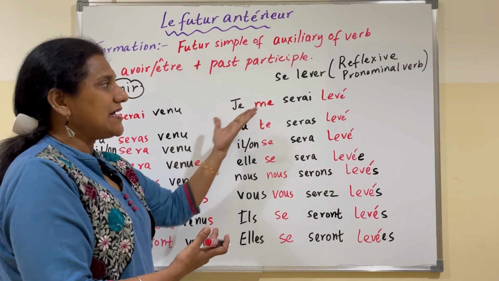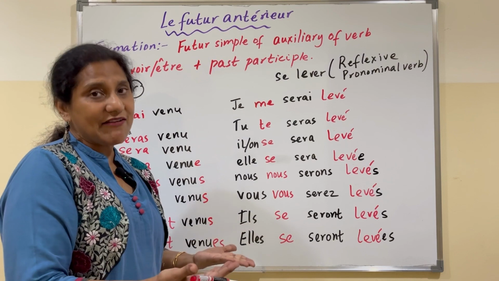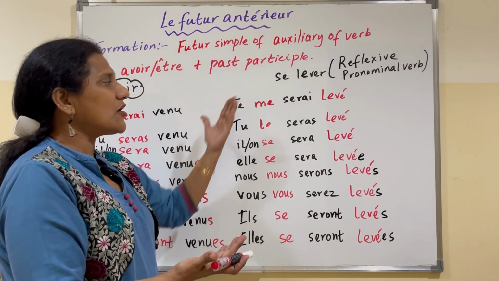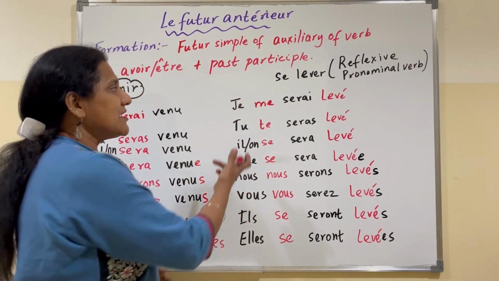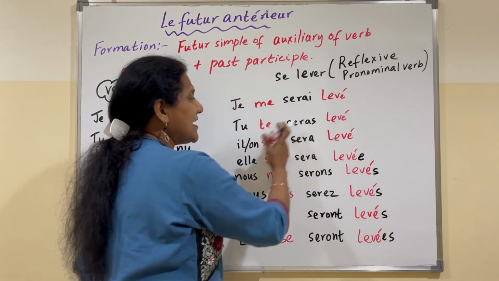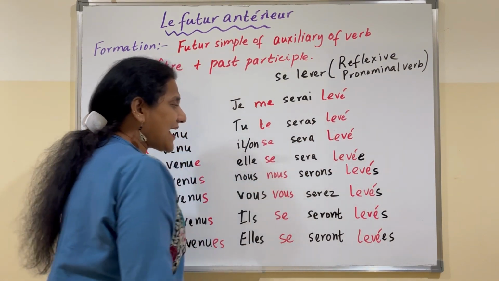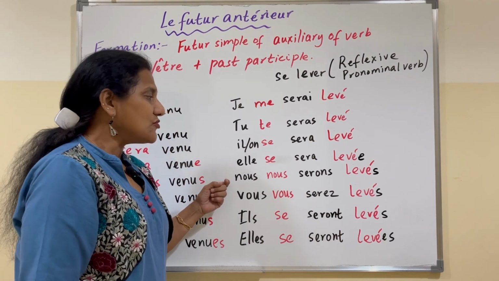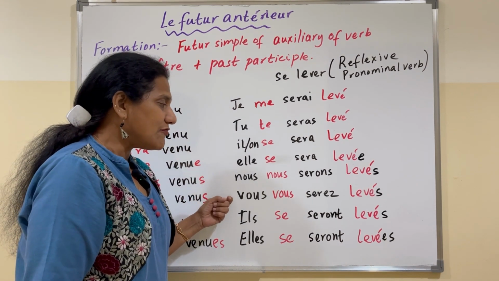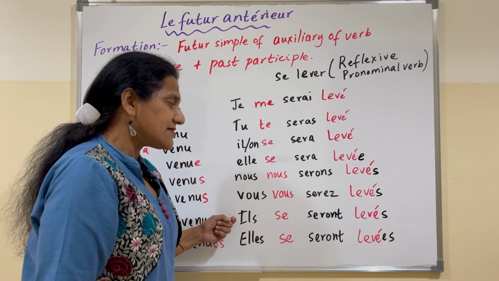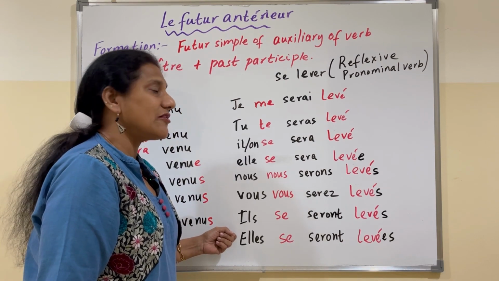So se promener or se lever, se laver, these are reflexive verbs. Now we are going to conjugate se lever, to get up. Je me serai levé, tu te seras levé, il se sera levé, elle se sera levée, nous nous serons levés, vous vous serez levés, ils se seront levés, elles se seront levées.